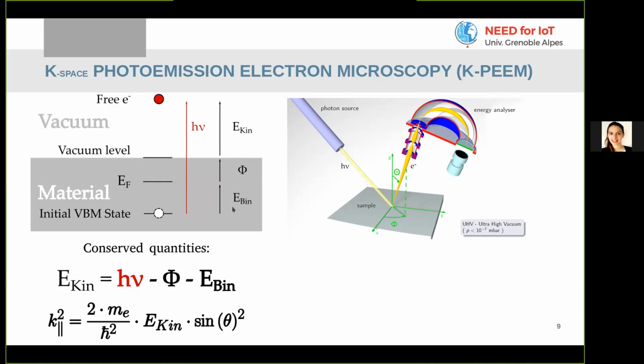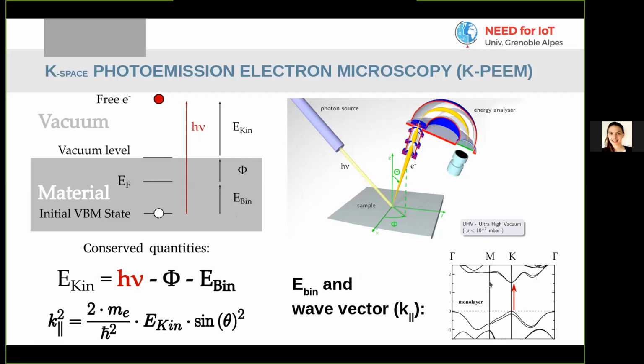But another quantity that would be conserved in that case is the wave vector, actually, which we can refer to by simply measuring the angle. So since we have the binding energy and we have the wave vector, we have everything that we need for building our band structure.